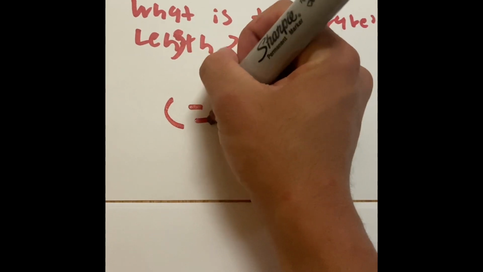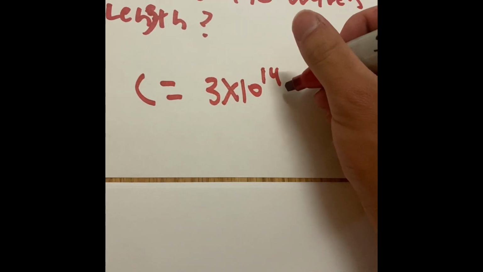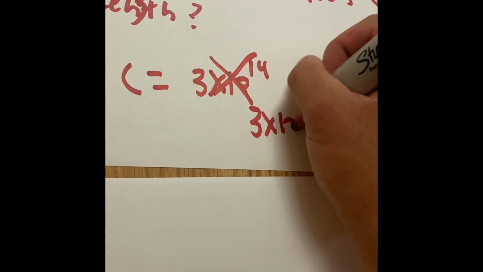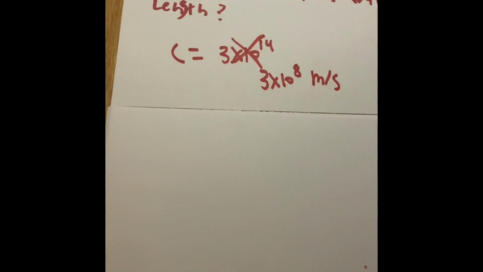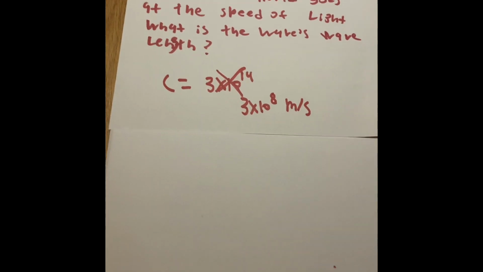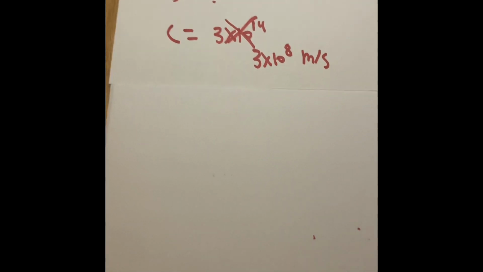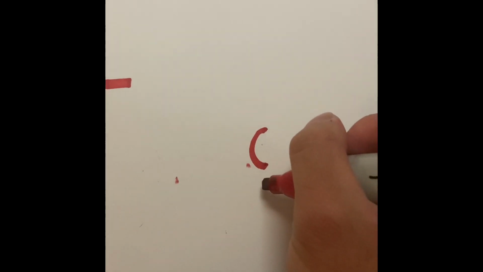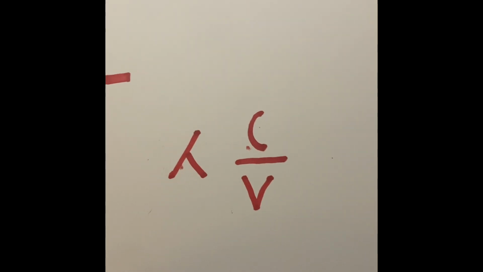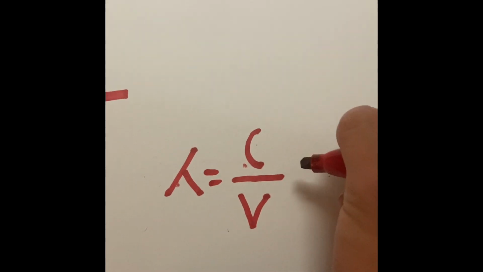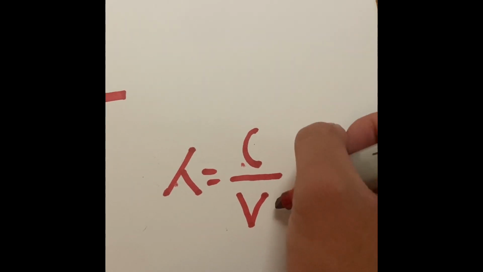Remember, the speed of light is 3 times 10 to the power of 8 meters per second. Now, if we know that is a constant, and we already know the frequency, we have to divide two numbers, just like the last problem. And if we make a literal equation, that would help us as well. So the speed of light divided by the frequency will give you the wavelength.